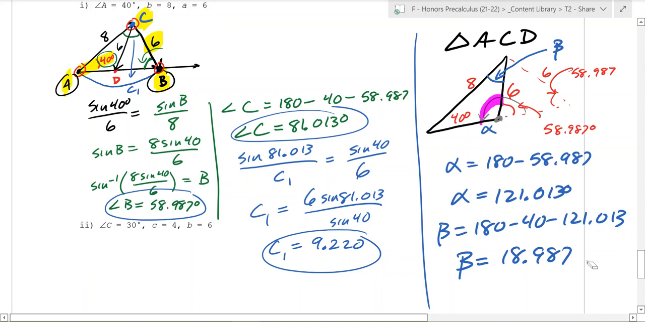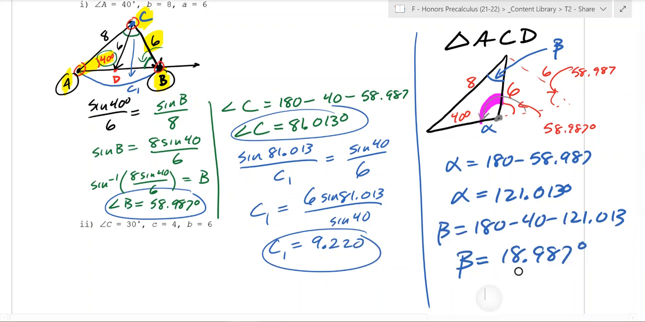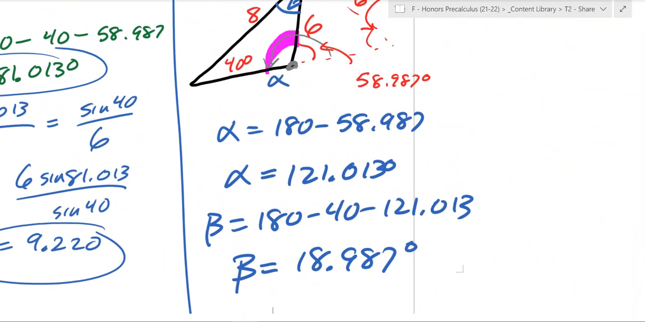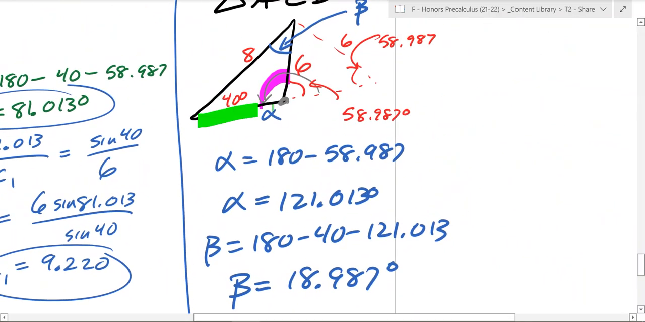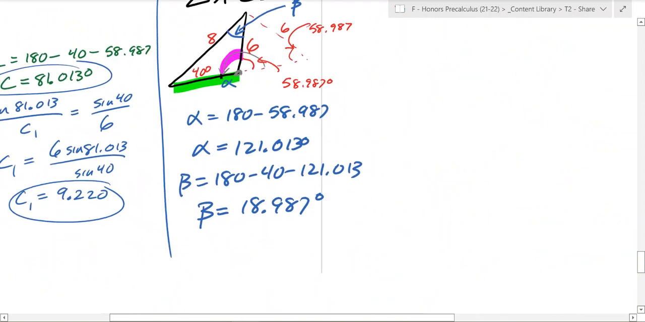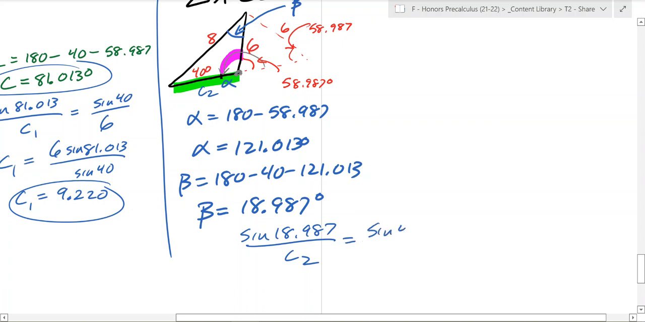So now we have the internal angles, and we have 2 of the sides. Now we need the third side. So we have this angle now, which is opposite the side length we want. We want this green side length right here. We'll call that C2. So what that tells us is that sine of 18.987 over C2, because of the law of sines, is going to be equal to sine of 40 over 6, the same one.